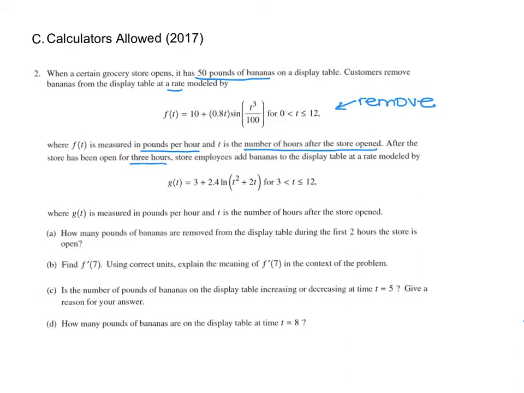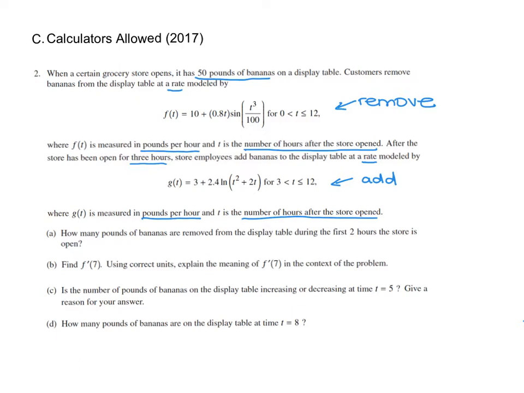store employees add banana to the display table at a rate given by g of t. So g of t again is a rate of change, and this one is how fast the employees are adding the banana onto the table. And g of t is measured in pounds per hour, and t is the number of hours after the store opened.